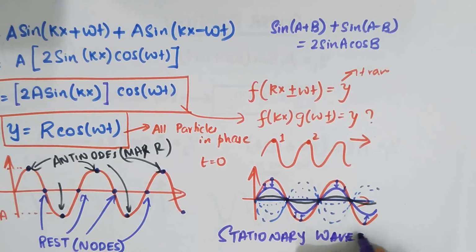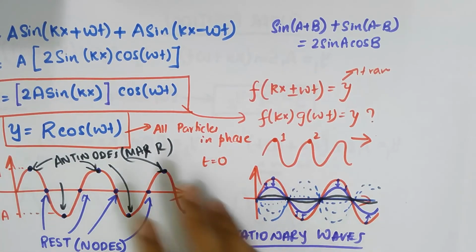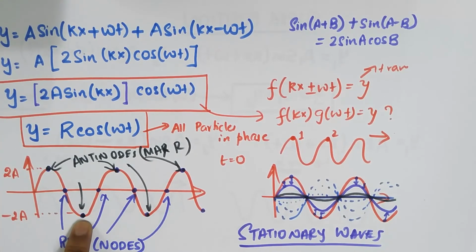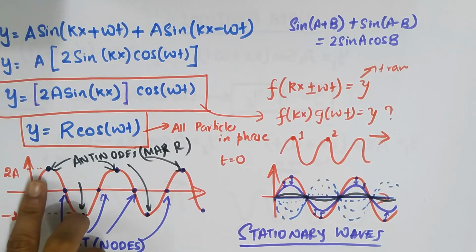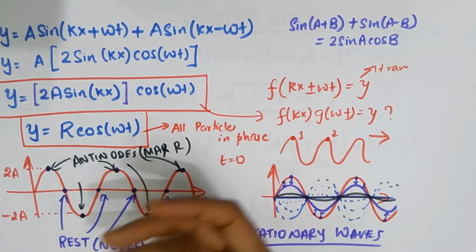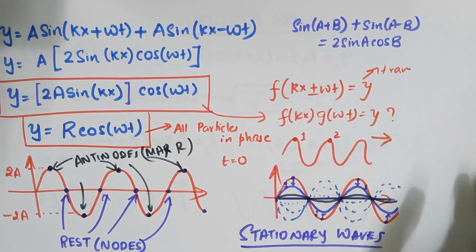They are characterized by nodes and antinodes. An important thing to notice is that between any two consecutive nodes there's one antinode, and between any two consecutive antinodes there must be one node. These are some differences that you have between stationary waves and traveling waves.